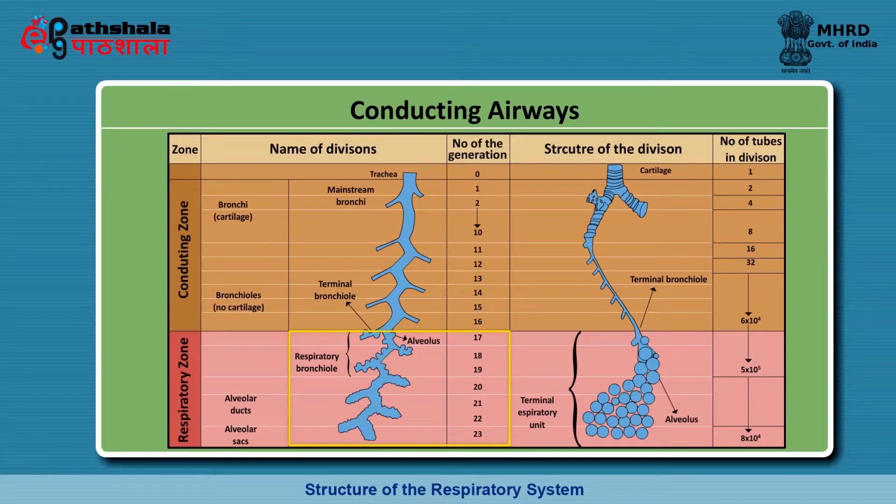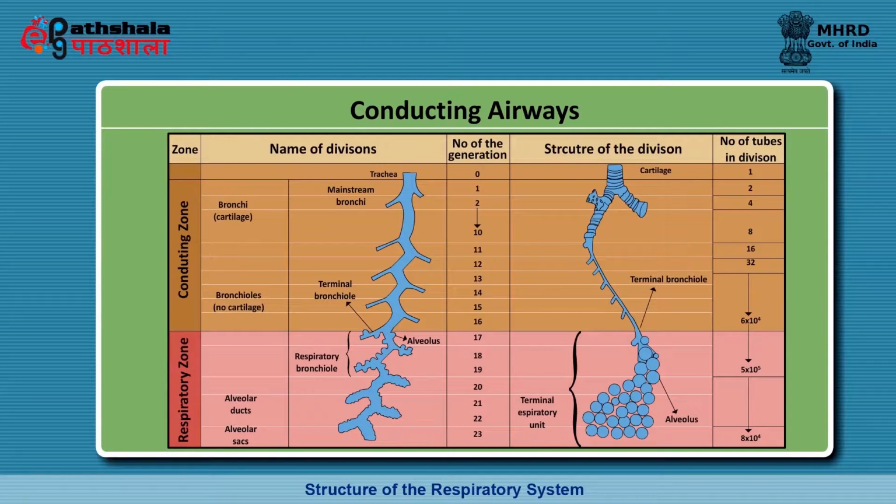Alveoli are seen on bronchioles from the 17th generation onwards, and the bronchioles from the 17th to 19th generation are called the respiratory bronchioles. The alveoli descend into the lungs, and with their descent, the generation number increases. Generations 20 to 22 are the alveolar ducts, which finally terminate in the alveolar sac, or the 23rd or the last generation. Now, let us stop for a minute and summarize our knowledge on the respiratory tree.